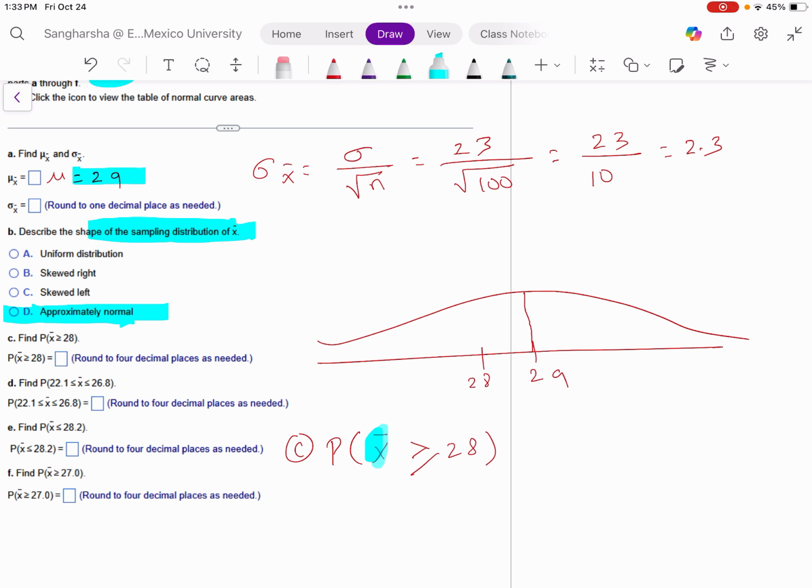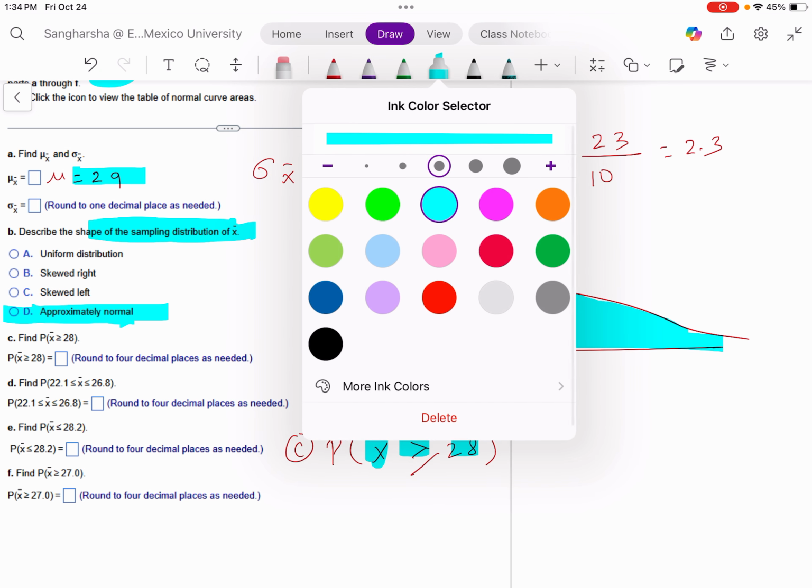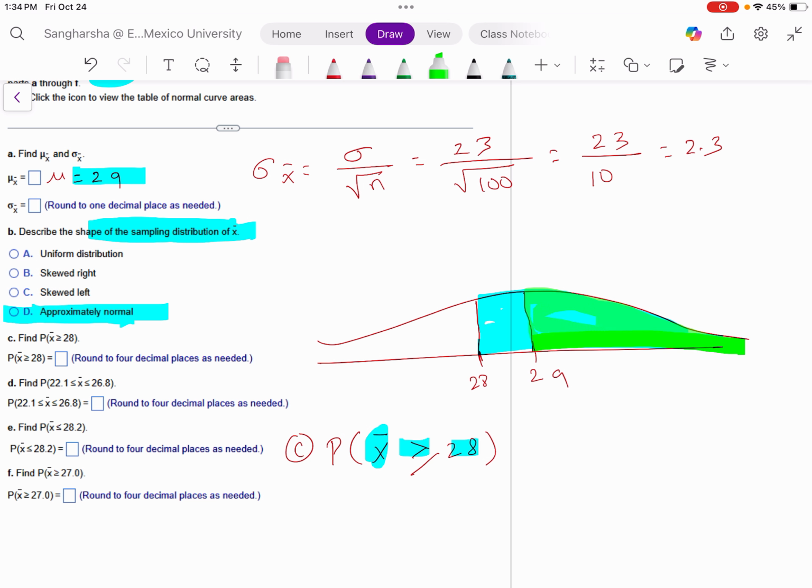So this is our 28. We want to find the area on the right of 28. We know the area on the right of 29: 29 is the mean, so the total area on the right of the mean is always 0.5. Now if we can find this area, the sum of these two areas will be our answer.